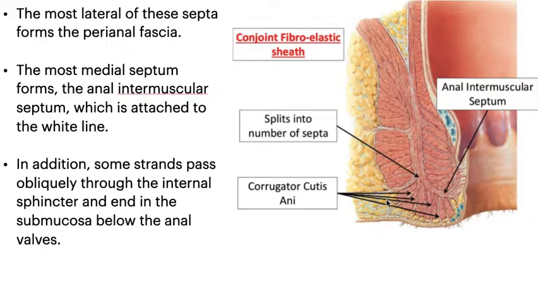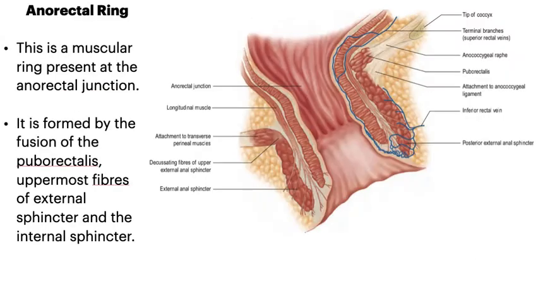So the most lateral aspect of the septa is forming the perianal fascia. The most medial septum forms the anal intermuscular septum, which is attached to the white line. In addition, this is the anal intermuscular septum over here. In addition, some strands pass obliquely through the internal anal sphincter and end in the submucosa below the anal valve.